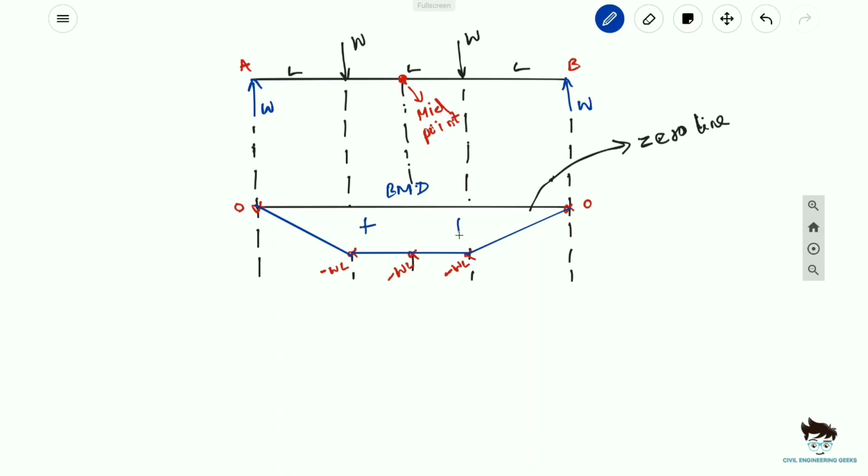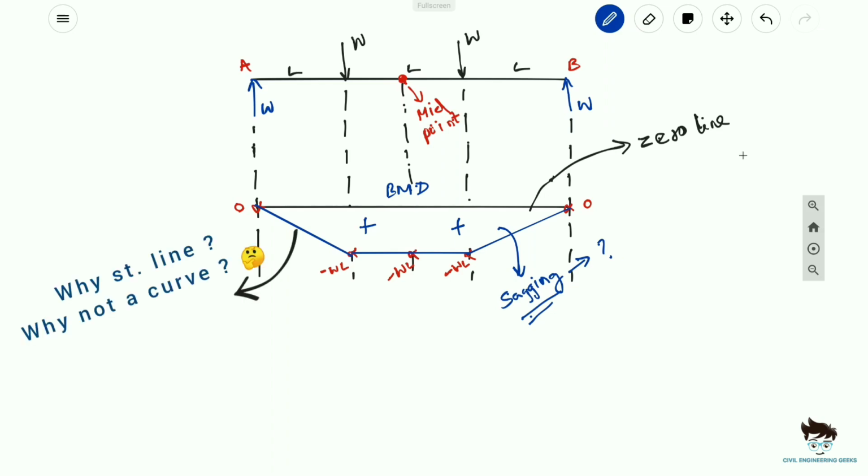Now there are 2 common questions that will hit you. One is whether to mark this bending moment as positive or as negative. And the other one is, while joining these points, why it has to be a straight line and not a curved line. Let me answer it.